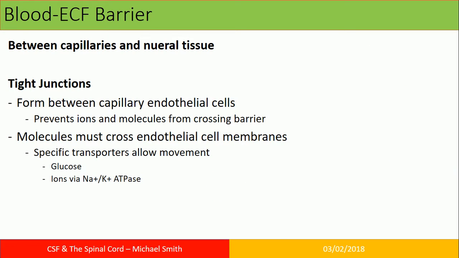We also have the blood ECF barrier, and this is between our capillaries and our neural tissue. And again, we have these tight junctions between the endothelium of our capillary. And this means, again, that ions and molecules and our neurotransmitters aren't able to cross this barrier. And they must again cross these endothelial cell membranes, and you have specific transporters that allow only certain things to get past. And these are sometimes targets for new drugs.